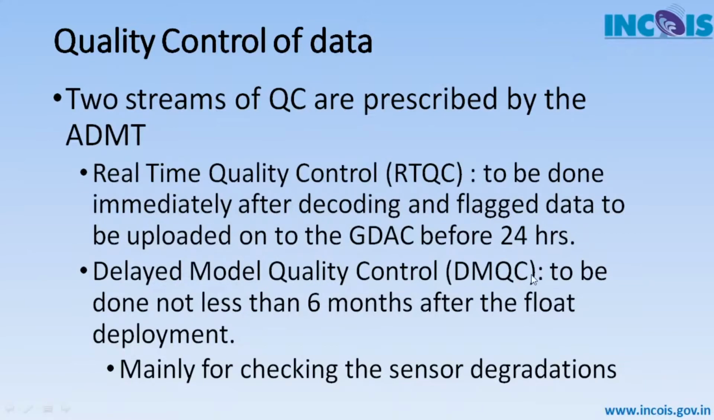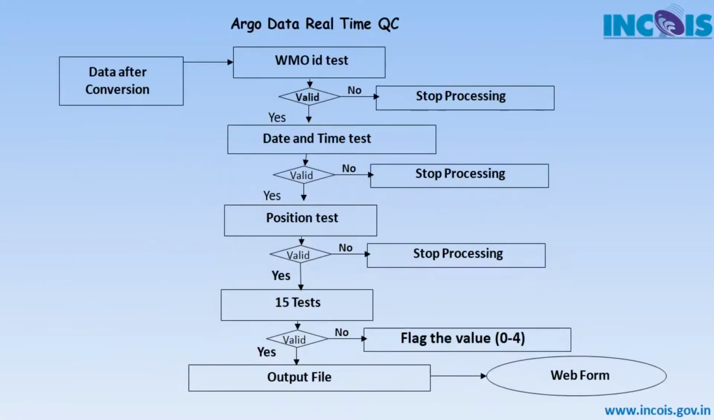And then delayed mode quality control, to be done no less than 6 months, because we have to wait for a specified period to check whether there is any degradation in the sensor. So we have to wait for 6 months, mainly checking for the sensor degradations. So these are two streams that we also follow at Incois.